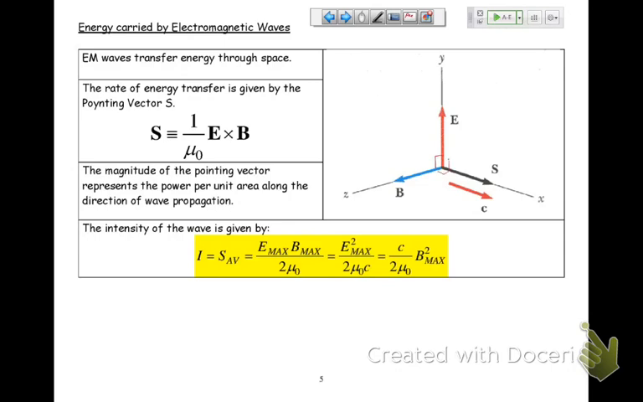I can define a vector. It's called a Poynting vector. It's named after a person, and it represents the effect of these two. What we say is that EM waves transfer energy through space. The rate of energy transfer is given by the Poynting vector, and S is defined as 1 over mu naught E cross B. Point to E, go to B, and it's going to be in that direction.